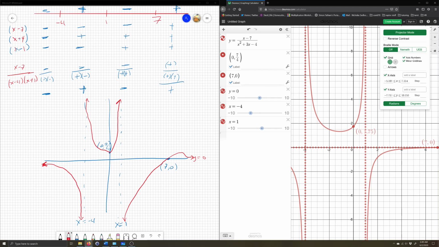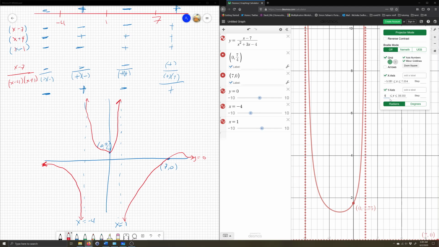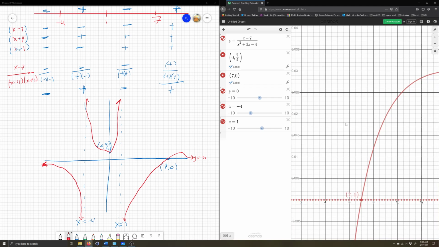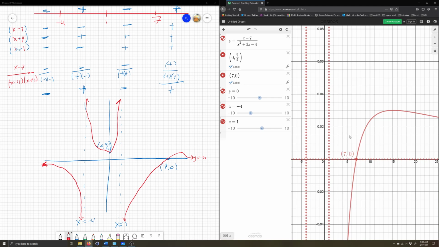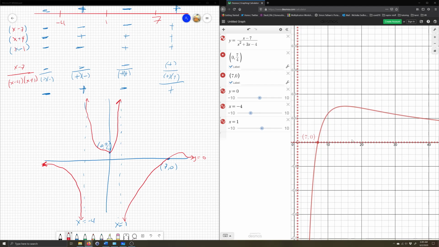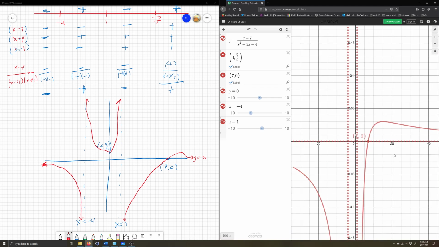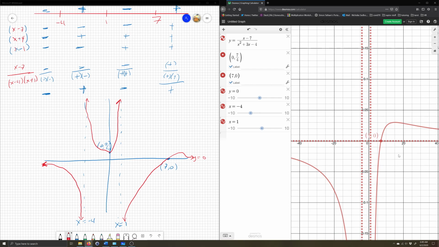But just to show you what's happening, let's say this is 0, and let's say this is 0.5. So if you zoom in a little bit there at 7, 0, you can see the little bump I'm talking about. But it's very, very slight. So these graph sketches are not perfect, but they give you a rough idea of what the shape is.